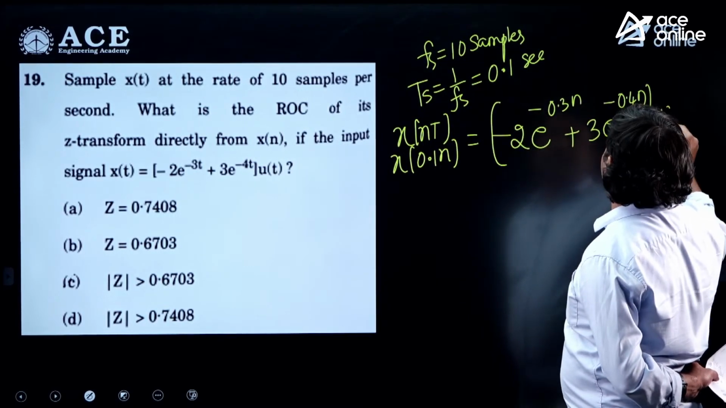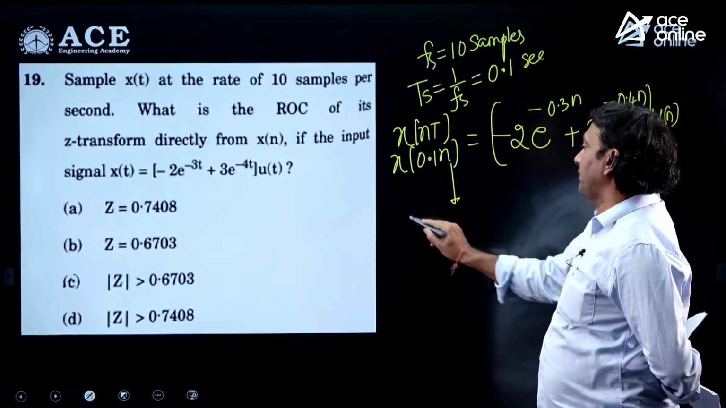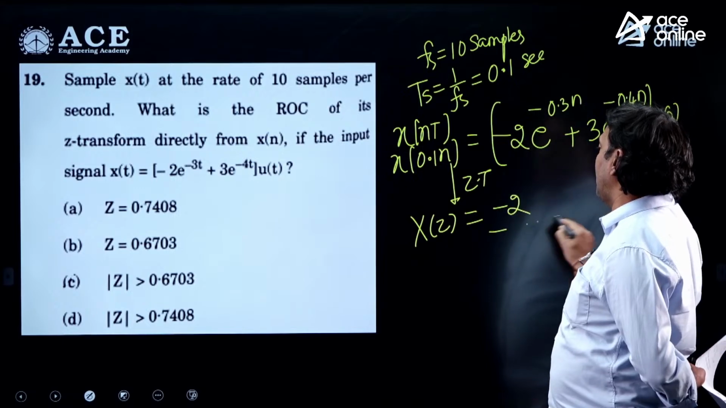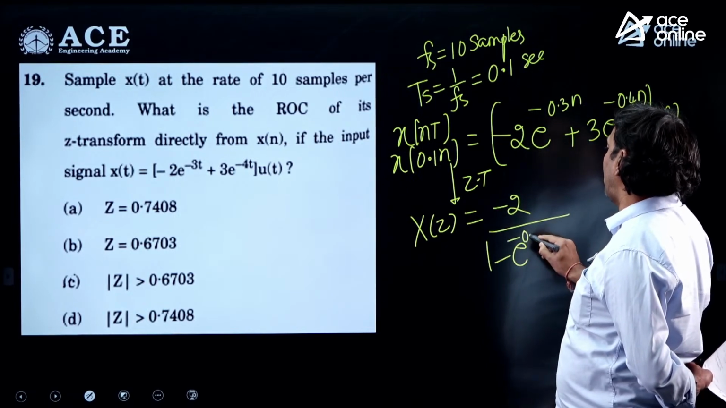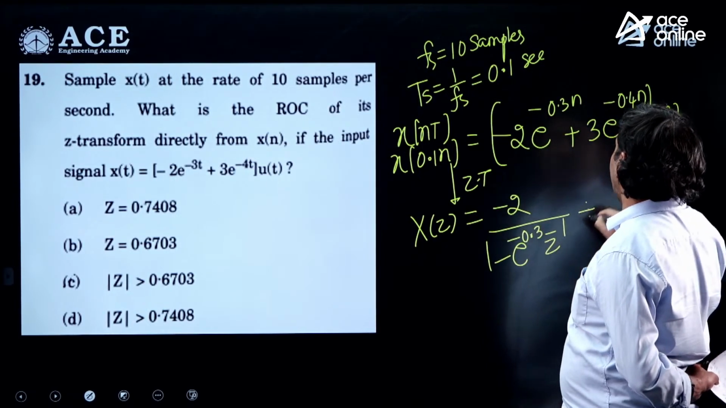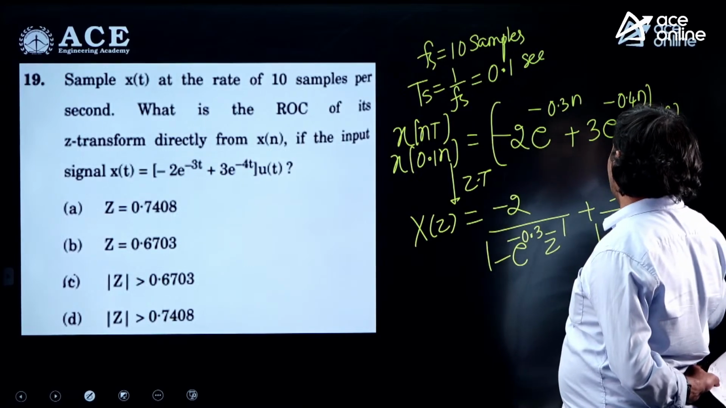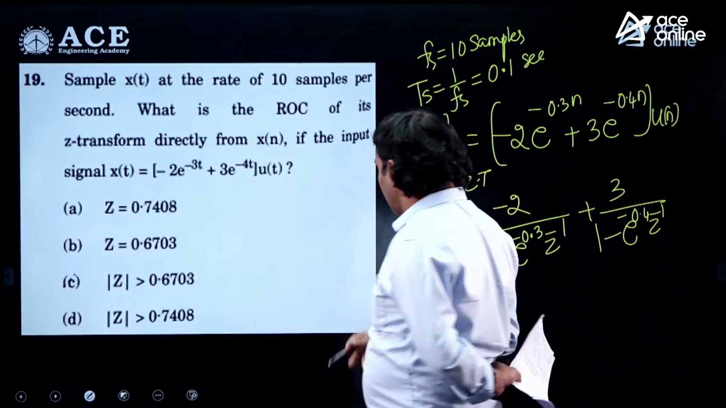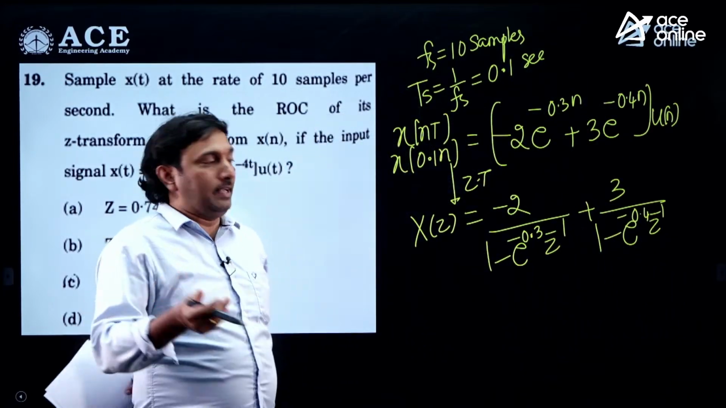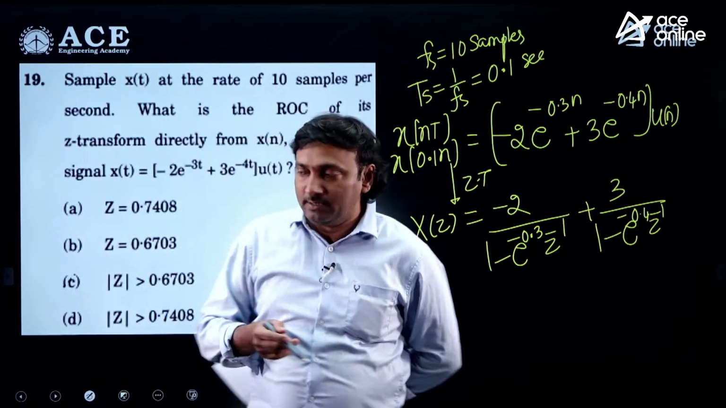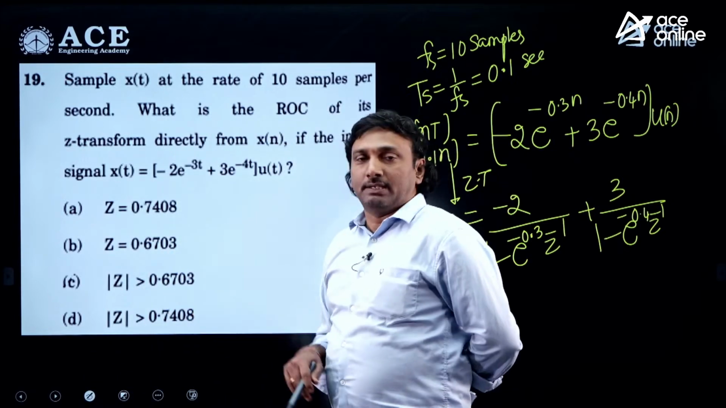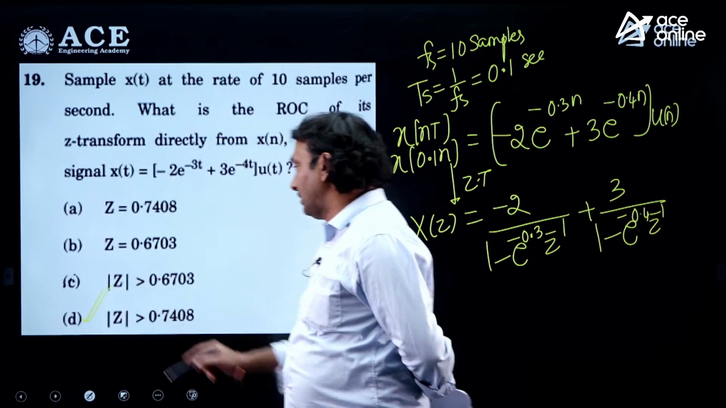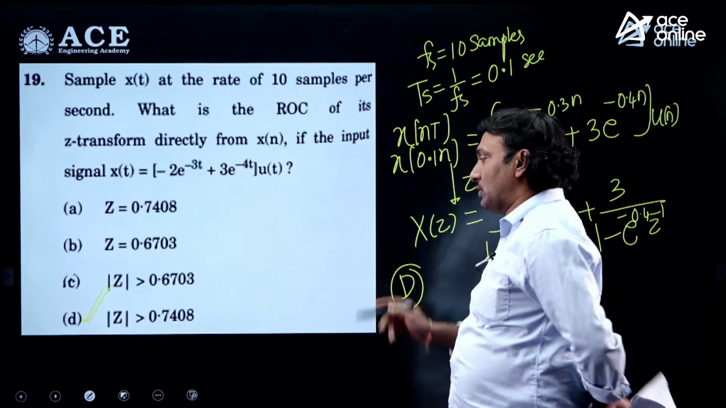The standard Z-transform of a power n u[n] we are aware of. Take the Z-transform. For the first term, minus 2 by 1 minus e power minus 0.3 z inverse. Second term, 3 by similar. So look for which is the largest pole, because we are expecting the ROC. Of course here you may need a calculator, but according to the given options, 0.67, 0.74, which is the largest pole we have. As it is a right-sided sequence, option D is the best one.